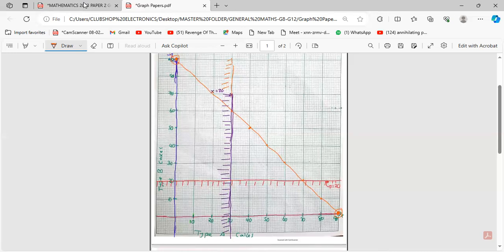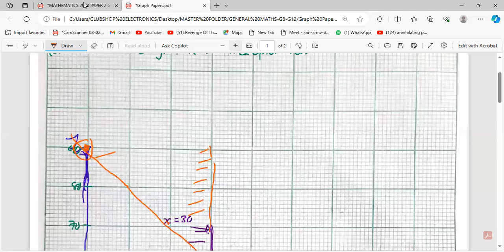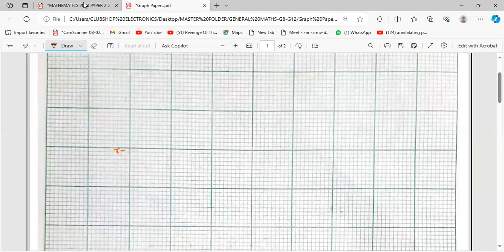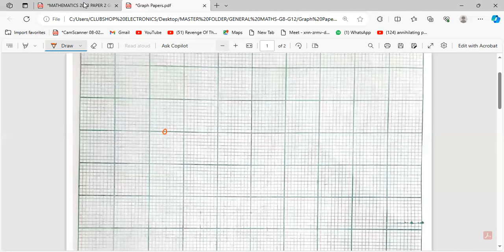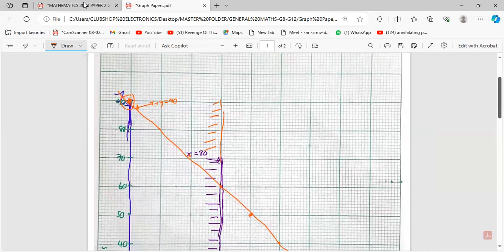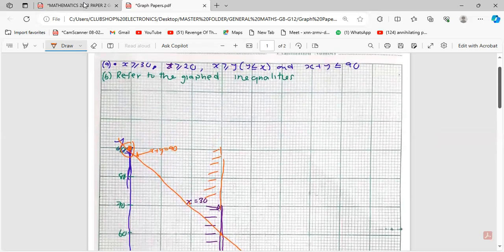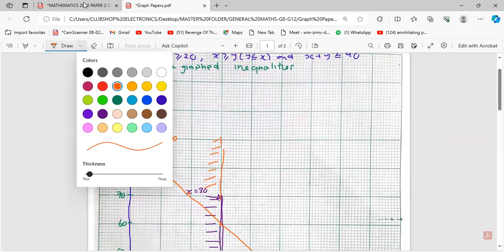Yeah. So you can name this as x plus y equal to 90. All right, x plus y is equal to 90. Now we want the less part. So less is below the line. That's the one we want to leave. So we are going to shade off the greater part above the line.